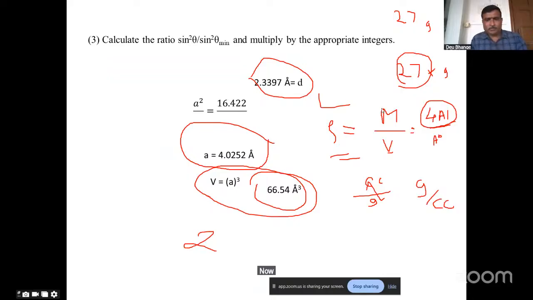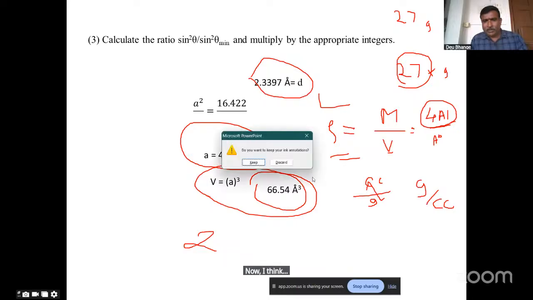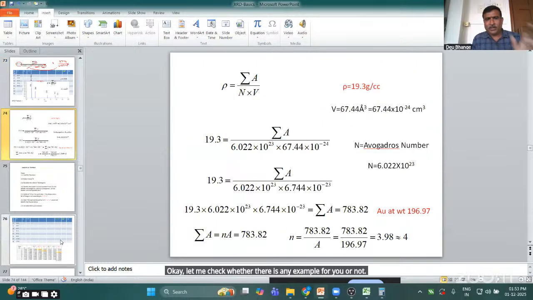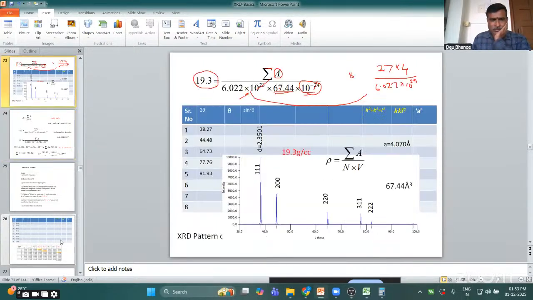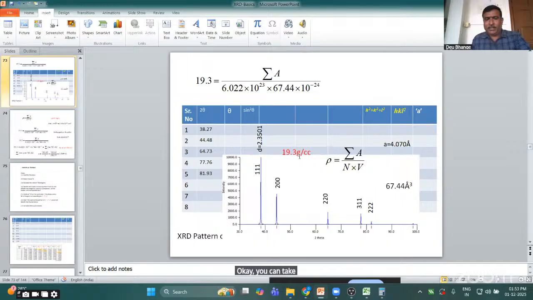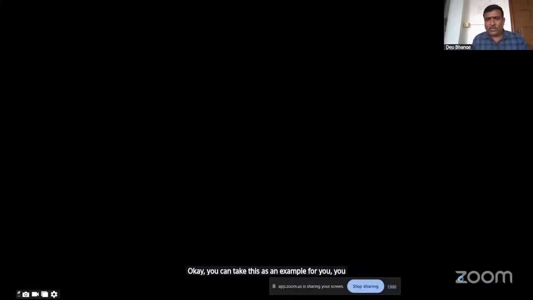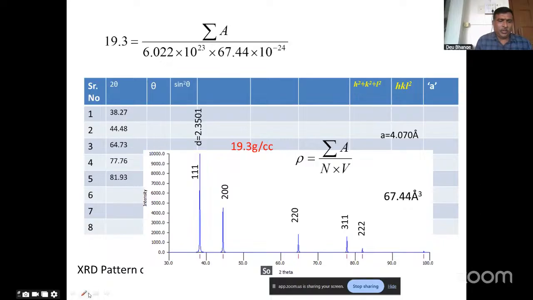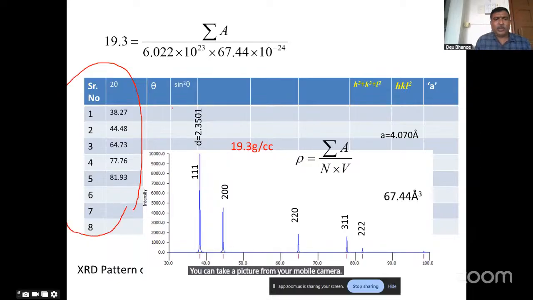Now I think, let me check whether there is any example for you or not. Okay, this is another system. You can take this as an example. You can have homework with this one. This is the X-ray diffraction pattern of gold. You can take the 2 theta values and solve by your own. You can take a picture from your mobile camera.